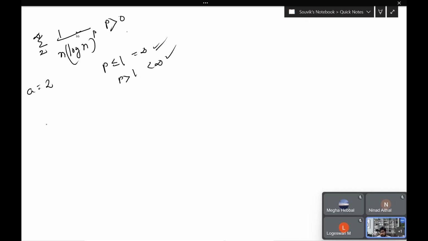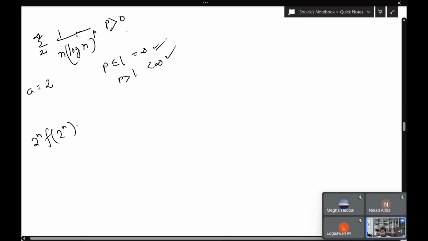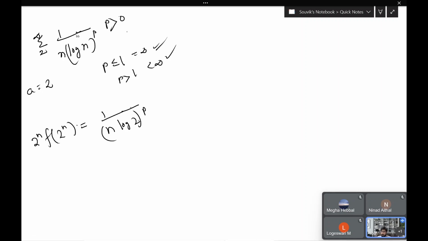Just look at 2 to the power n. So this will be 1 by (n log 2) whole to the power p. And from the previous problem, we see that the summation of 1 by n to the power p converges if p is greater than 1 and diverges if p is less than or equal to 1. So that's it. Understand? Yes.